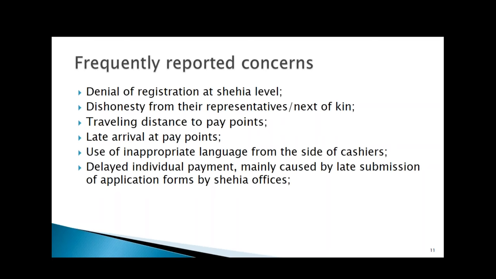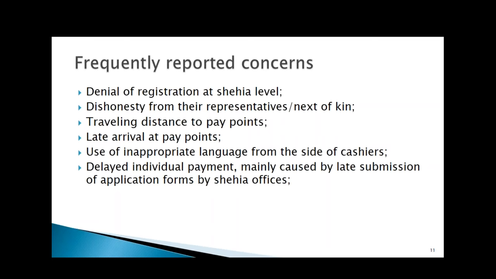But then there is dishonesty from their representatives. Some of the older people send representatives to collect their money, and then those people go back to the owner of the money and give them less. They are supposed to give them, for example, 20,000, and they just give them 10,000 and say, okay, this month, this is what they gave us, which can never happen under our arms.